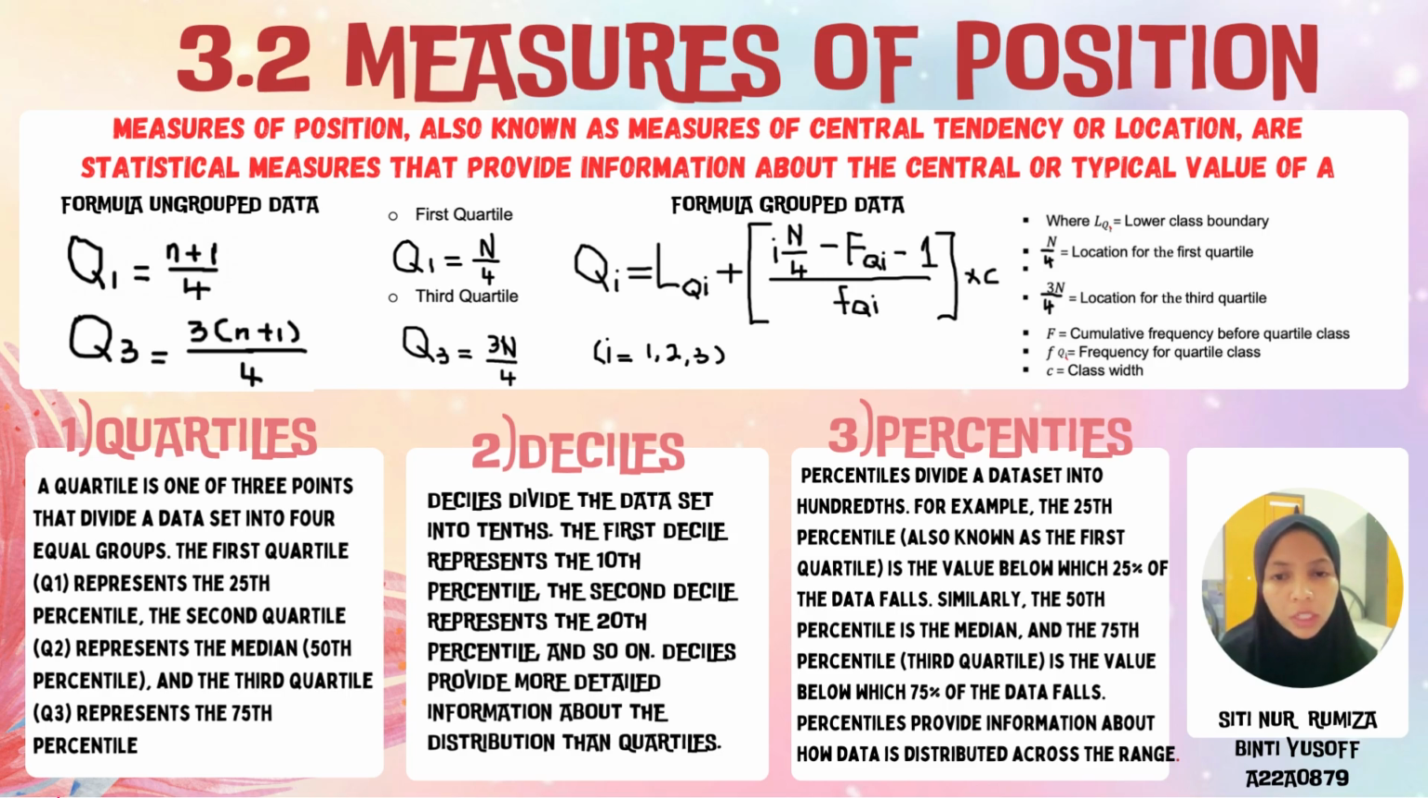So there are two types of quartiles, ungrouped data and grouped data. For grouped data, LQ1 is the lower class boundary, N divided by 4 is the location for the first quartile, 3N divided by 4 is the location for the third quartile, F is the cumulative frequency before the quartile class, FQ1 is the frequency for the quartile class, and C is the class width.